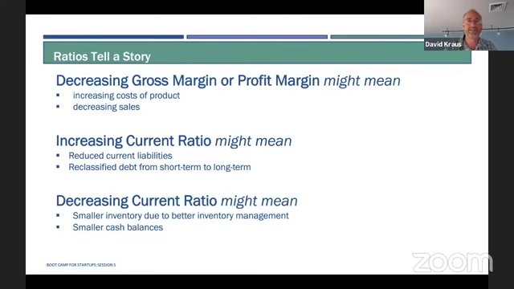Now, if that current ratio, which is current assets over current liabilities, decreases, that might mean you have smaller inventory due to better inventory management, because you don't want your inventory sitting around forever, right? You want to sell it and realize sales on that inventory. Might also mean you're just carrying smaller cash balances. So maybe you're a little bit more cash strapped for a period of time, and your current ratio reflected that. So let's go to the next slide.